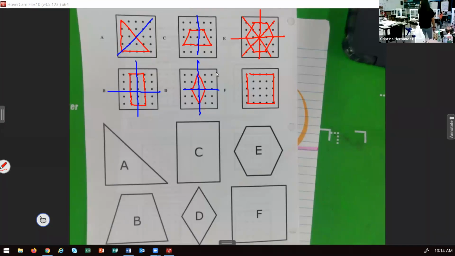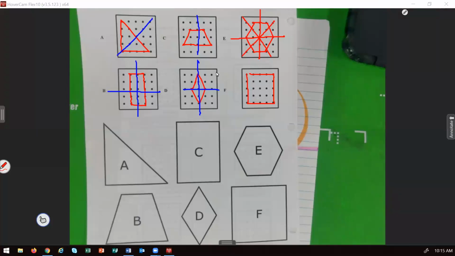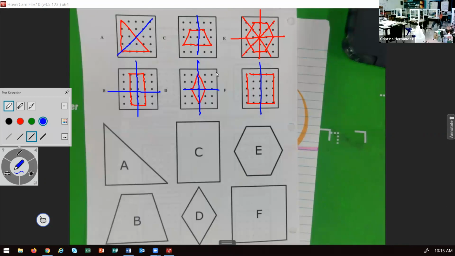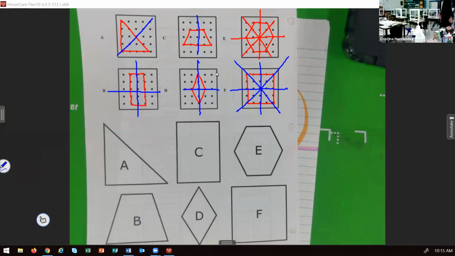How many lines of symmetry does it have? 4. No, 2. How many sides does a square have? 2. It has 4. Adrian, how many sides does a square have? 4. So it will have 4 lines of symmetry. I don't think that's always the case, but 1, 2, 3, 4. 4 lines of symmetry.